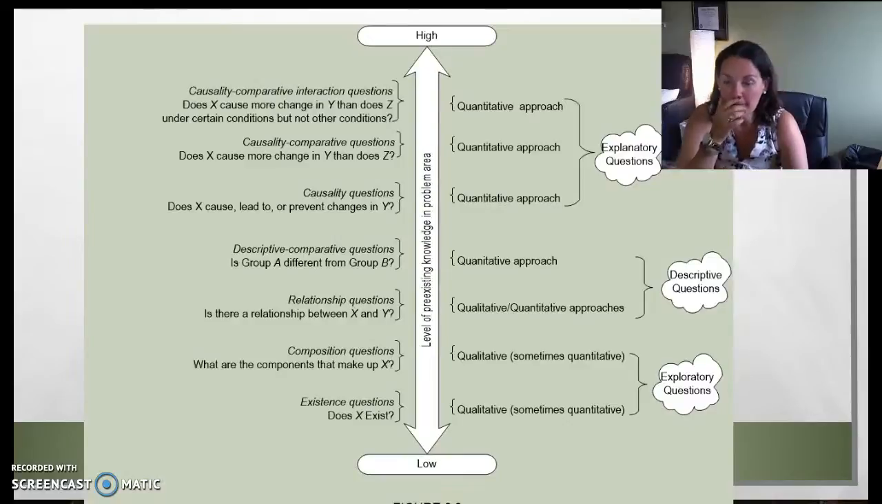I pulled this chart from the textbook, and I like this chart because it gives examples of the different types of questions. So explanatory questions are up there towards the top. These are causality questions. Does X cause Y? You can see those descriptive questions in the middle, relationship questions. Is group A different than group B? Is there a relationship between X and Y? And then those exploratory questions, right? Which is, does X exist? What are the components? Really understanding a new phenomenon.